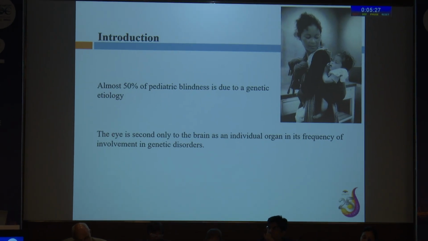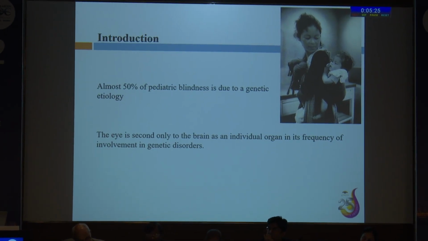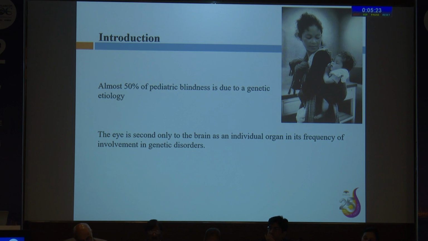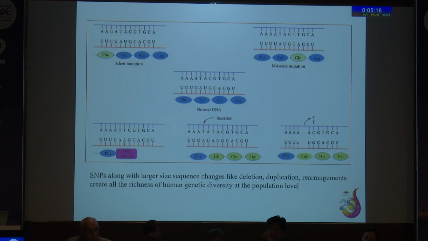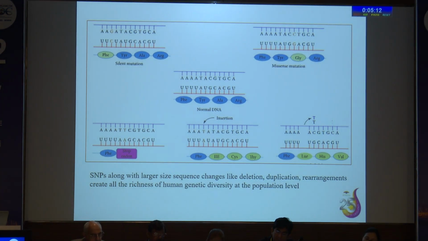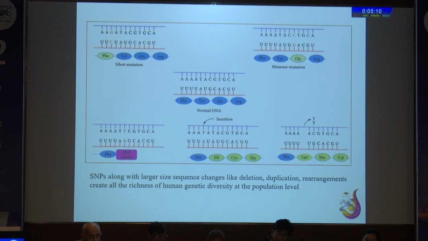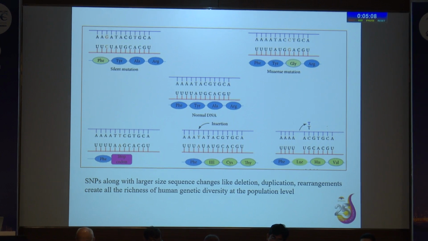As we all know, almost 50% of pediatric blindness is due to a genetic etiology, and the eye is only the second organ in frequency of involvement. The central dogma connects the DNA sequence with the phenotype. And the SNPs, that is the single nucleotide polymorphisms, along with larger size sequence changes like deletions and duplications, create all the richness of human genetic diversity at the population level.